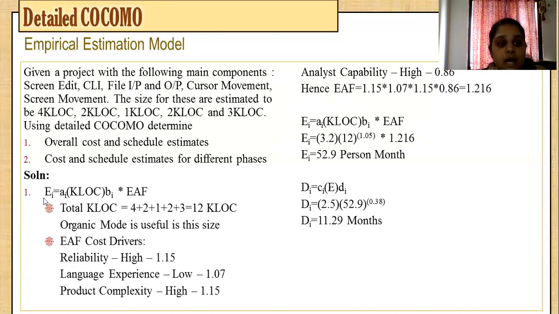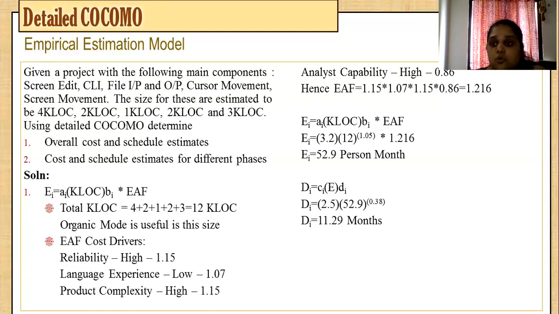Now you already know that effort using intermediate is AI KLOC raised to BI, into EAF. Okay, so this is the basic equation for solving your EI, or effort. Now for that I need to know KLOC. KLOC is nothing but the addition of the KLOC of all these five main components. That makes 4 plus 2 plus 1 plus 2 plus 3, which is 12 KLOC. So the size of your whole project is estimated to be around 12 KLOC.